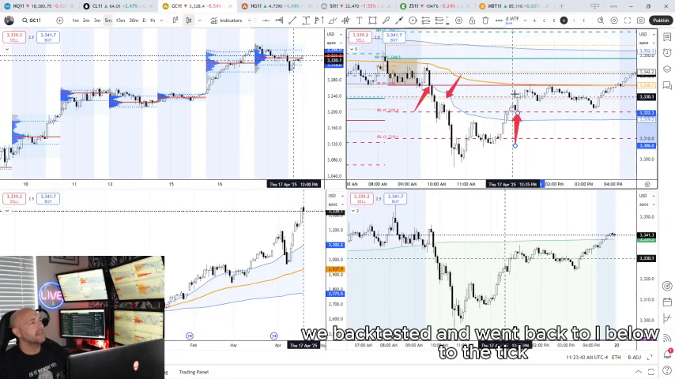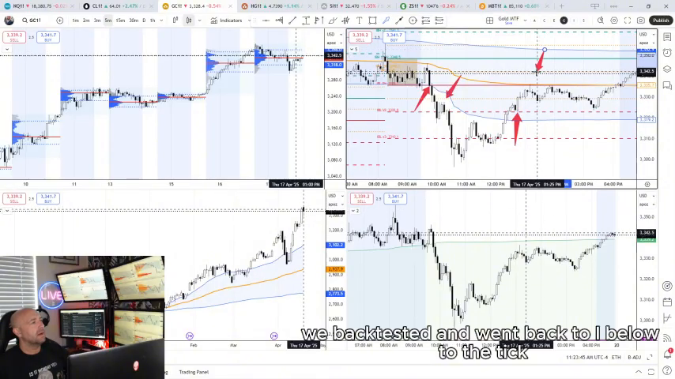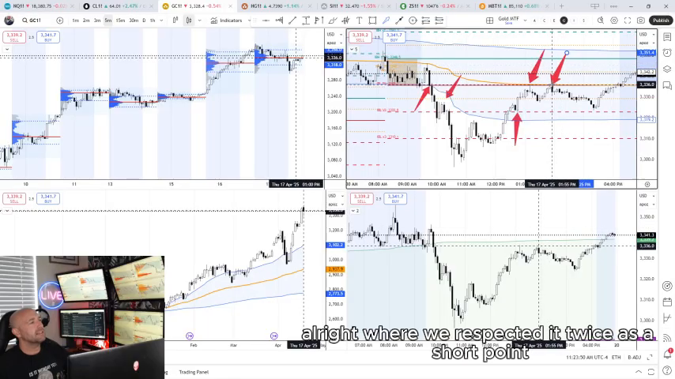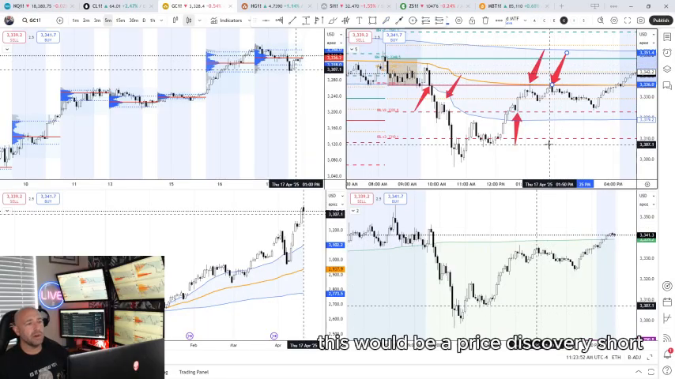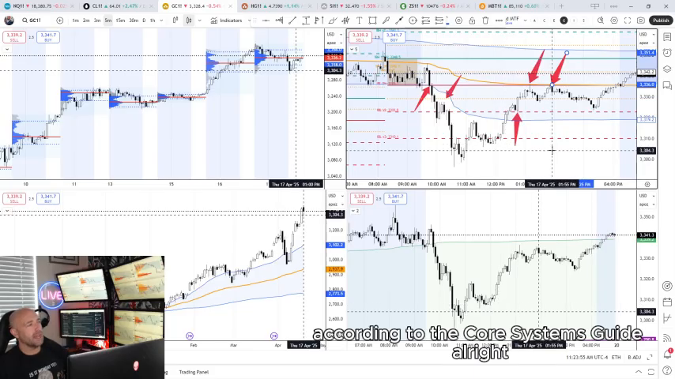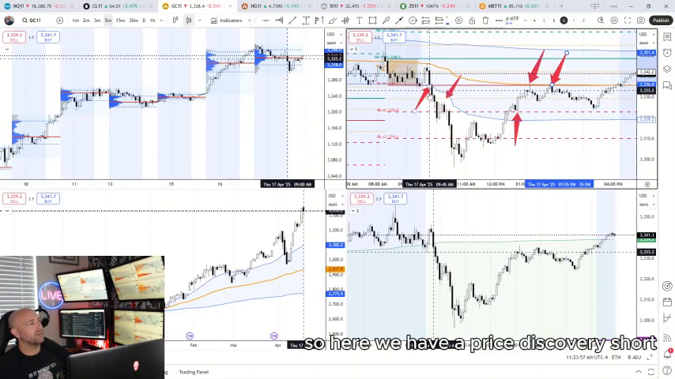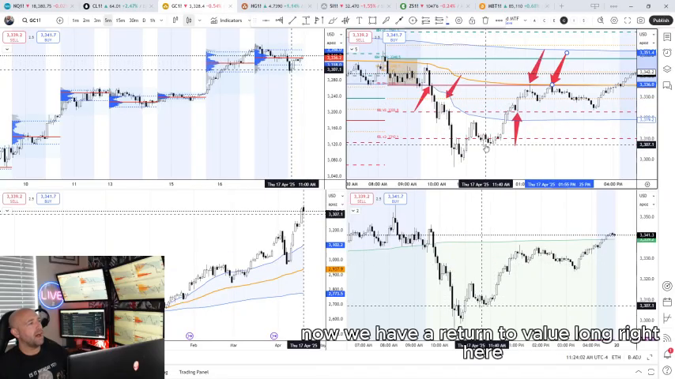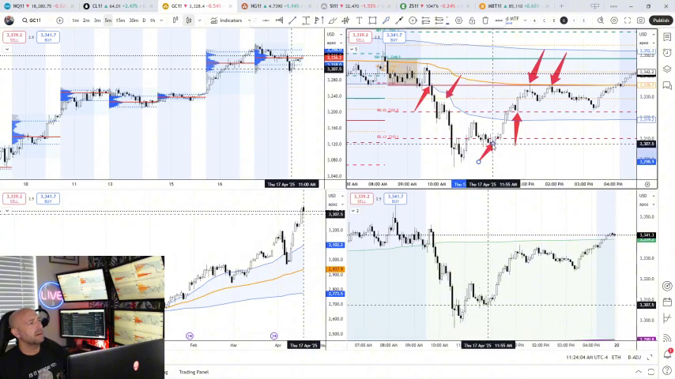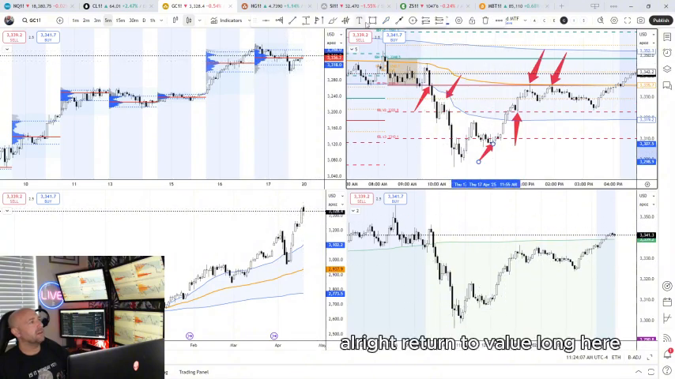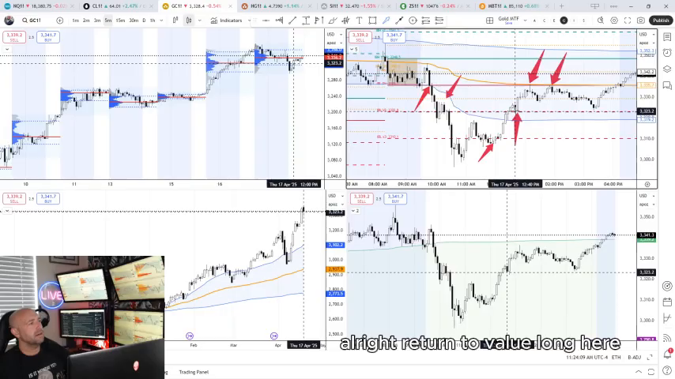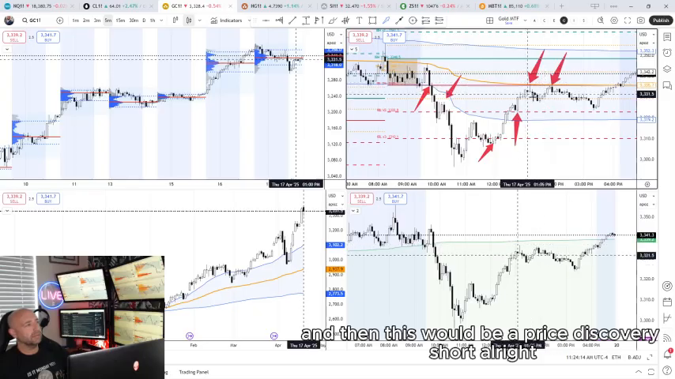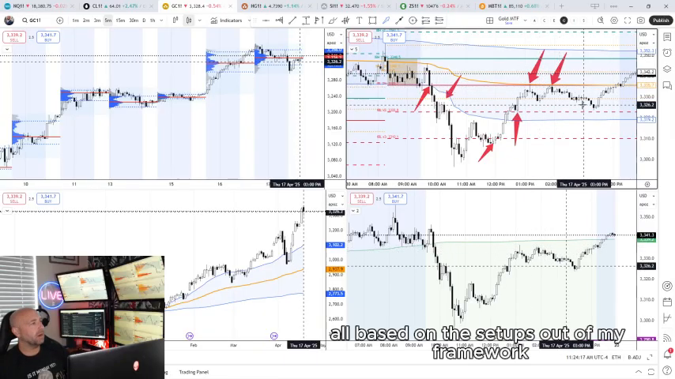We backtested and went back to IB low to the tick, where we respected it twice as a short point. This would be a price discovery short, according to the Core Systems Guide. So here we have a price discovery short. Now we have a return to value long right here. Return to value long here. And then this would be a price discovery short, all based on the setups out of my framework.